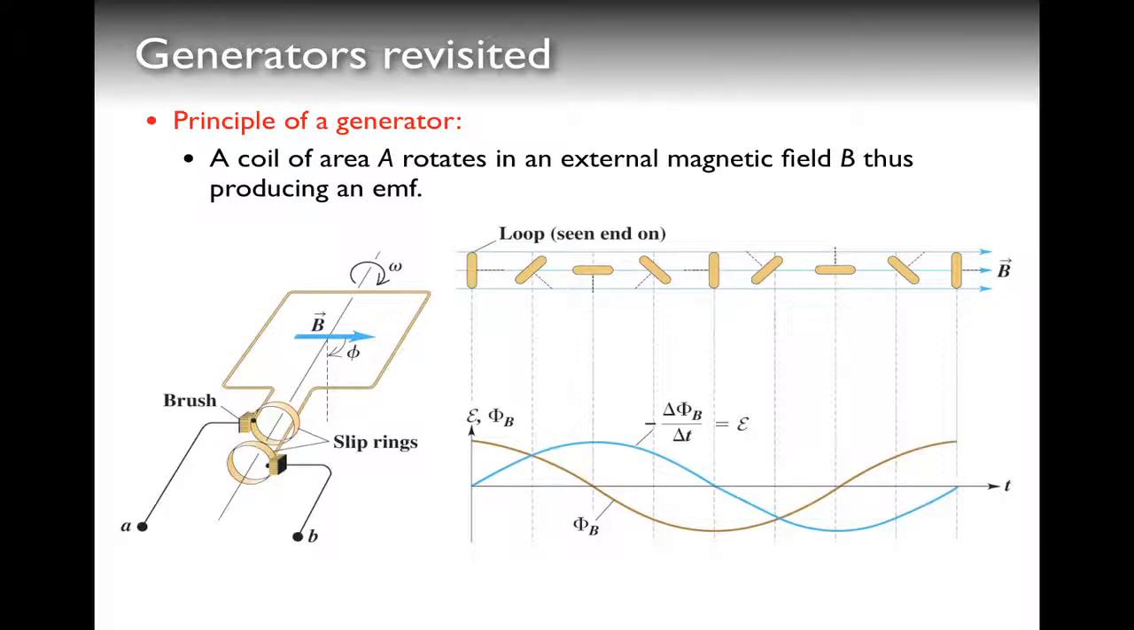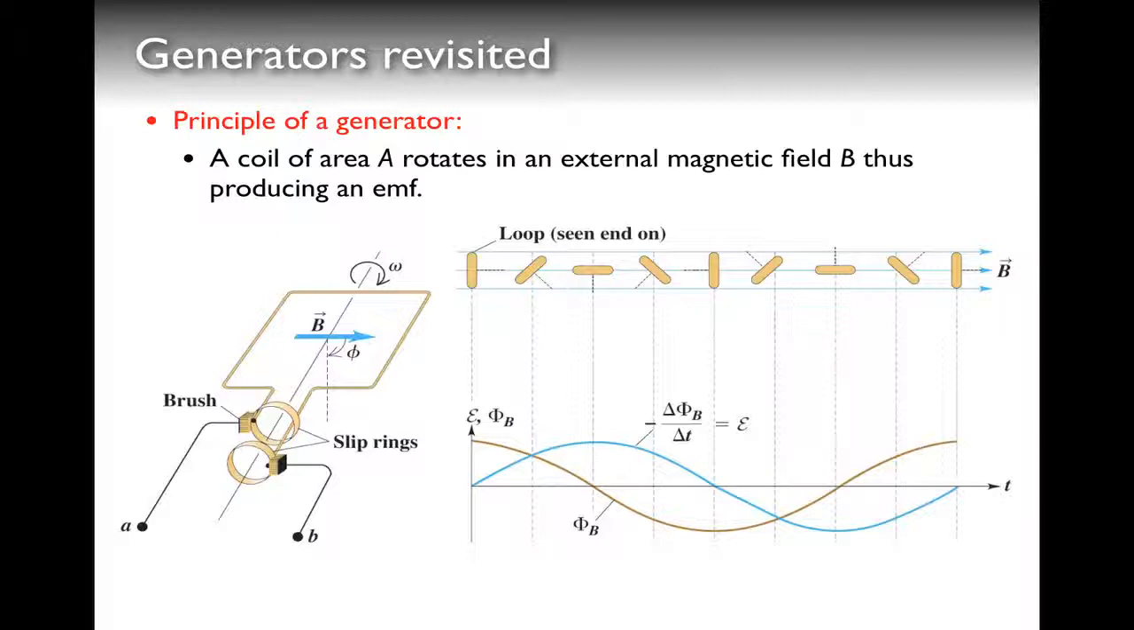Now, what I would like to do is also revisit the generators that we talked about in the previous chapter. Remember, the principle of a generator is that we have a coil of some area A that rotates in an external magnetic field B. And this then produces an EMF. On the left-hand side, you see a schematic of a generator. You basically have two contacts A and B that you would, for example, connect to a light bulb.